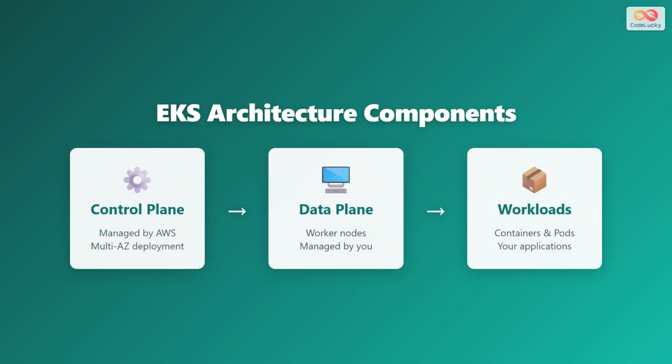EKS architecture consists of three main components. The control plane is the brain of your Kubernetes cluster and is fully managed by AWS. It runs across multiple availability zones for high availability. The data plane consists of worker nodes, which are the compute resources where your containers actually run. You manage these worker nodes, but EKS makes this easier with various options. Finally, your workloads run as containers inside pods on these worker nodes. This is where your actual applications live and serve traffic.